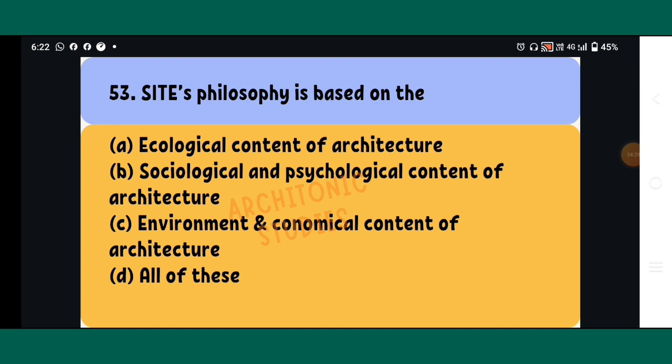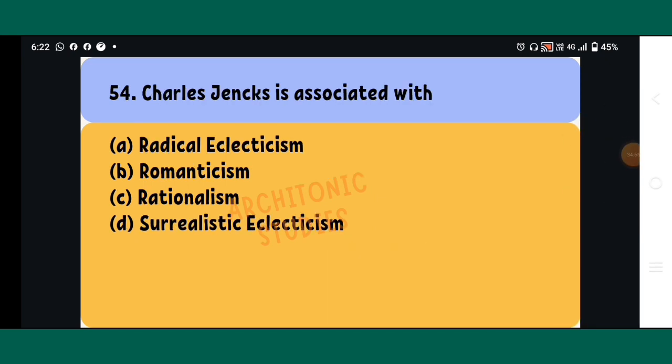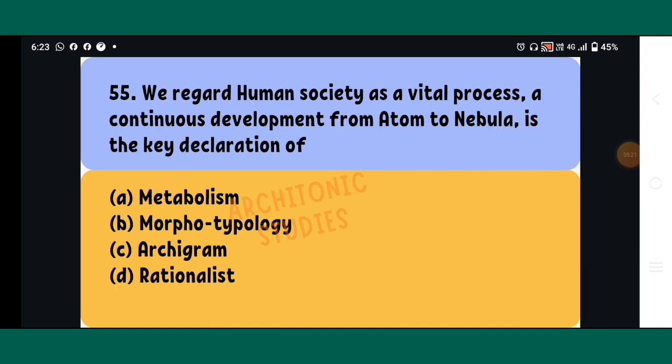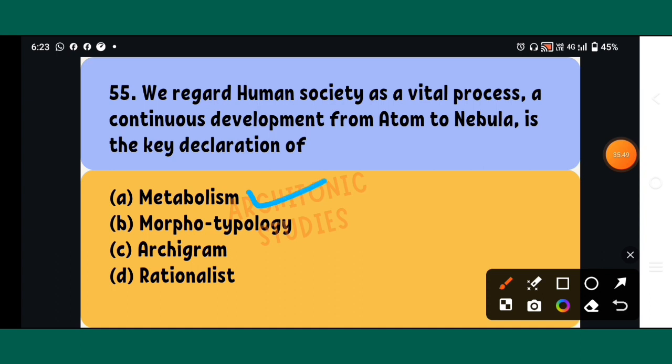Next: site philosophy is based on the ecological content of architecture, sociological and physiological content of architecture, environment and economical content of architecture, or all of these. And the answer is D, all of these. Next: Charles Jencks is associated with radical eclecticism, romanticism, rationalism, or sequentialistic eclecticism. And the answer is A, radical eclecticism. Next question: we regard human society as a vital process, a continuous development from cell to nebula, is the key declaration of metabolism, morphotopology, Archigram, or rationalist. And the answer is metabolism.